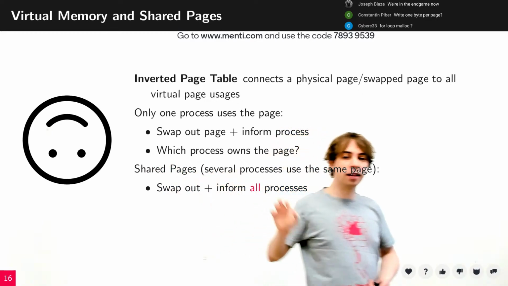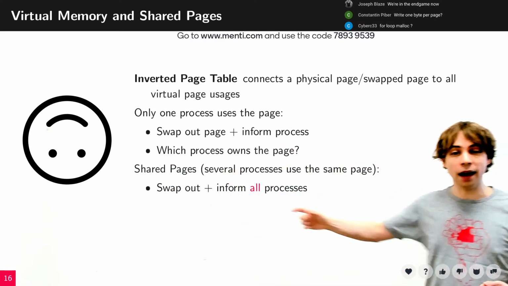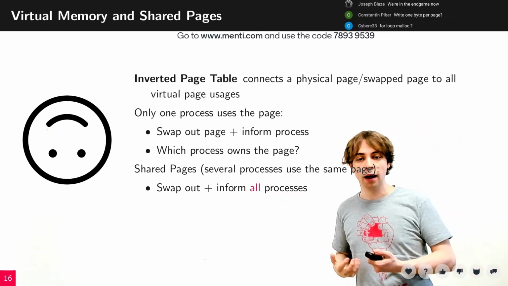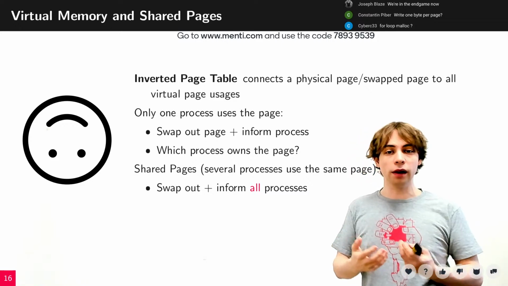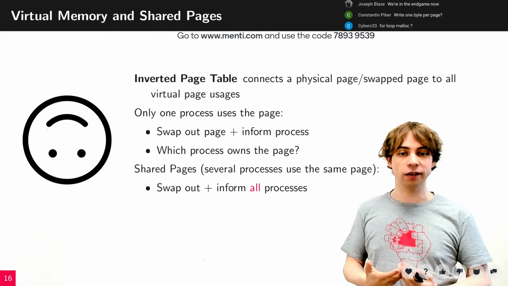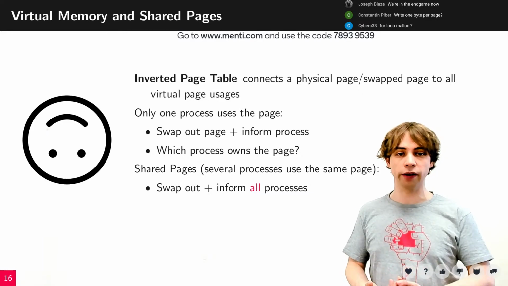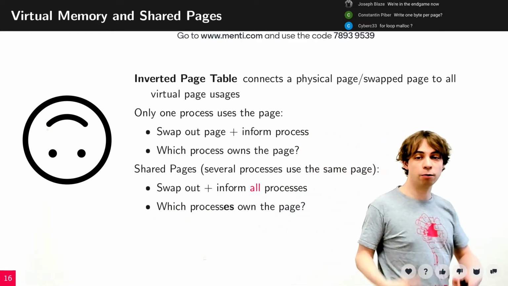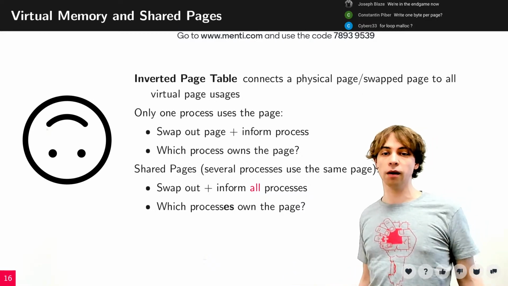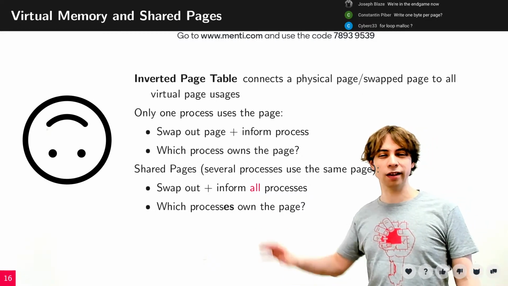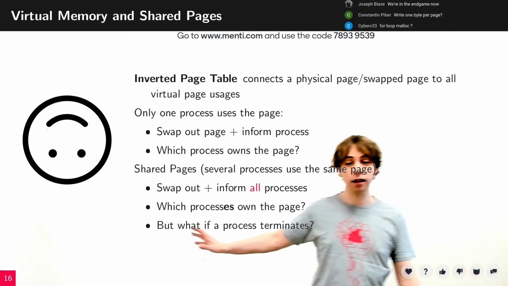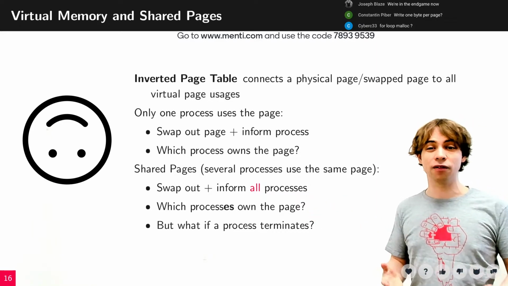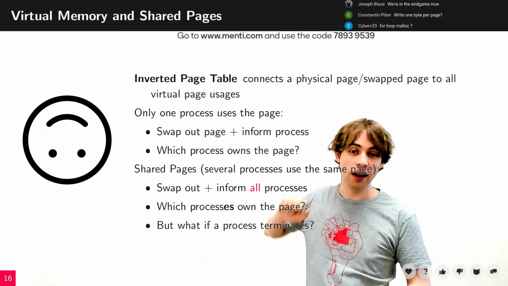But if we have shared pages, then we have to swap out the page and inform all the processes that it's been swapped out. We now have to update all the arch memories, all the page table structures for all the processes. And also the question, which processes are these? Which processes do own the page? Which have these pages mapped? So you need some form of mapping there. And also what happens if a process terminates and a page might be swapped out or a page might be shared. We have to be careful to update this inverted page table correctly.